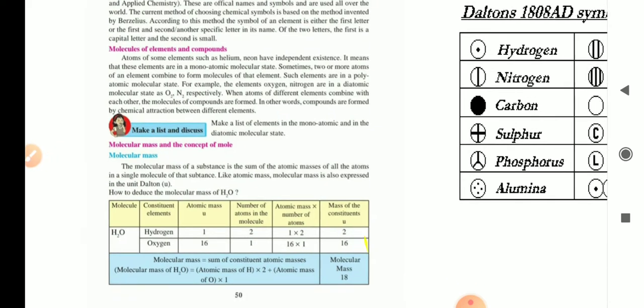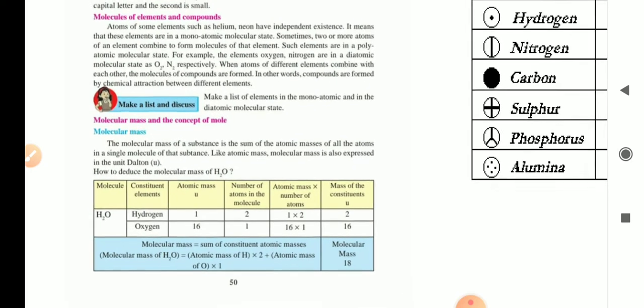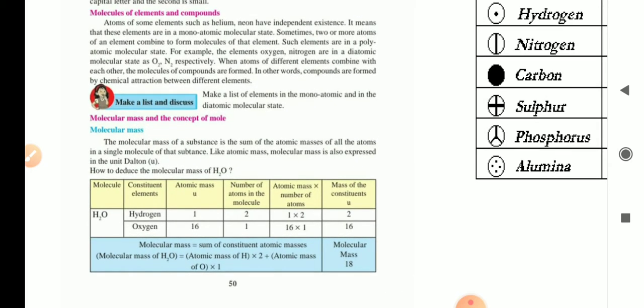Molecular mass. So first 2-3 lines here are the definition. Molecular mass of a substance is a sum of the atomic masses of all the atoms in a single molecule of that substance. Like atomic mass, molecular mass is also expressed in the unit Dalton, that's u. How do we deduce the molecular mass of water? So let us see this table given below.